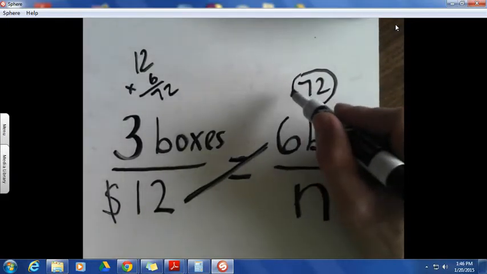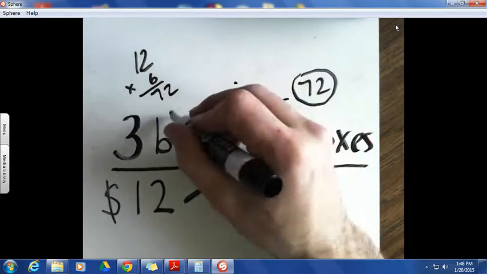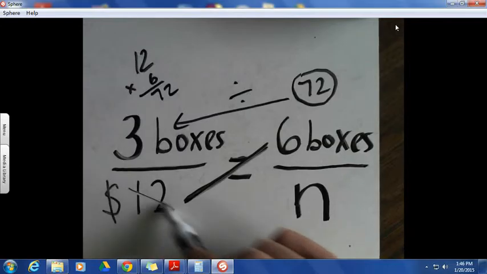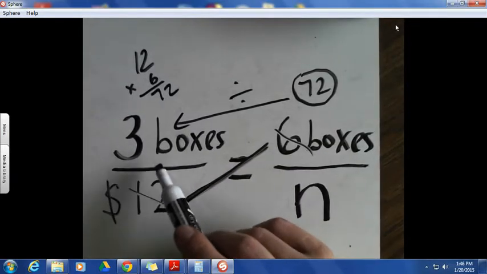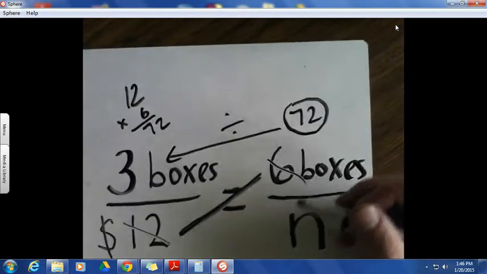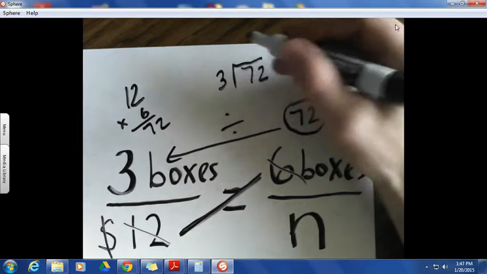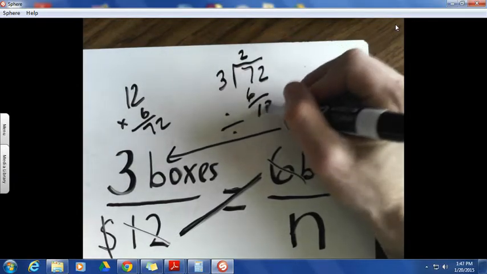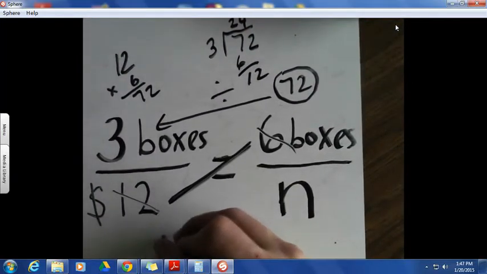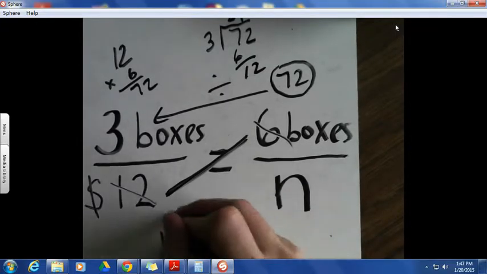I divide by leftovers. So 72 divided by 3. I've already multiplied the diagonals, so these numbers are gone. Now I'm going to divide by the leftovers. This is the only number we have left, 3. So 72 divided by 3. Let's try that up here. Divided by 3, it goes in 2 times, leaving 12 down here. So 24 is our answer. So n equals 24. n equals 24 is our answer.